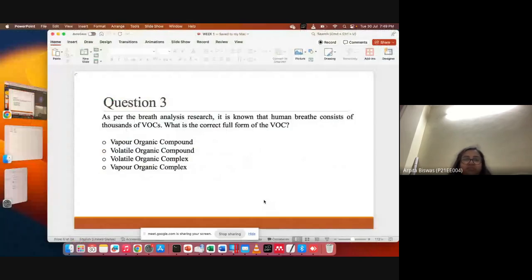So this is question number 3. As per the breath analysis research, it is known that human breath consists of thousands of VOCs. So what is the correct full form of this VOC? The first option is vapor organic compound. The second option is volatile organic compound. The third option is volatile organic complex. And the fourth option is vapor organic complex. So what is the right answer?